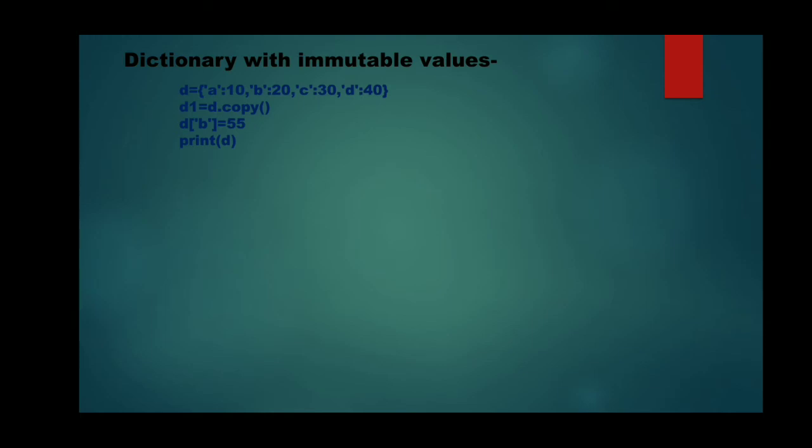First, I am taking a dictionary which contains immutable values. This is the dictionary D. It contains 10, 20, 30, 40. All these four values are immutable. We have already studied that numbers are an immutable data type. So in the next step, I have created a copy of this dictionary. I have written d.copy and assigned it to the variable d1. So d1 is a shallow copy of d.